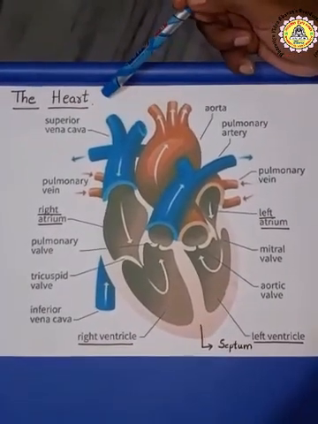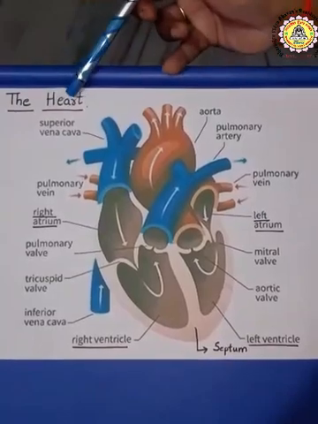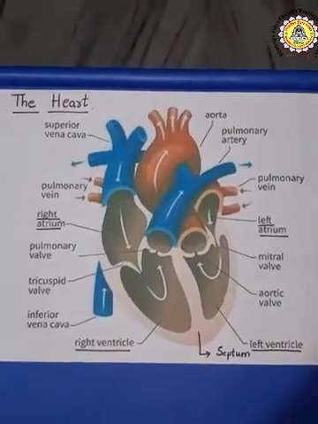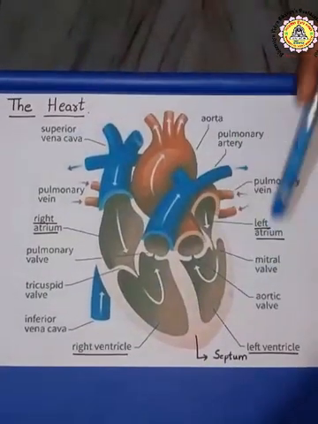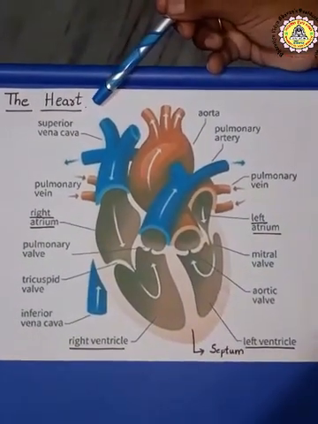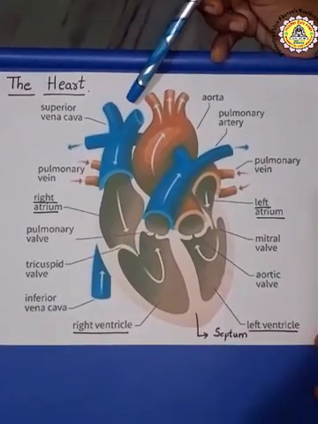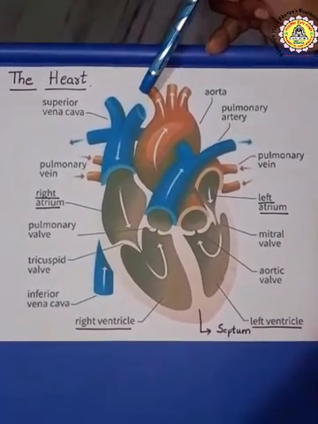Now we can discuss the heart. This is the diagram of our heart. Understood, children? This is the diagram of our heart. This heart is a muscular organ.